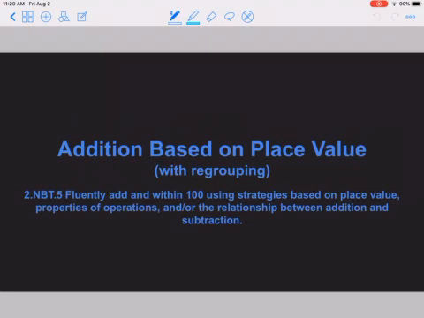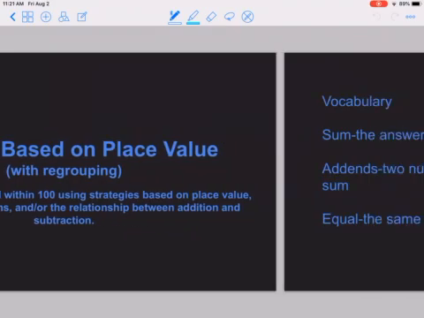Hey everybody. Today we are going to be working on addition based on place value, and we're going to be discussing regrouping and what strategies we can use when we need to regroup. Again, this learning target that we're working with is 2.NBT.5. I can fluently add within 100 using strategies based on place value, properties, operations, and/or the relationship between addition and subtraction. So we're going to be thinking about these place value strategies during this video.